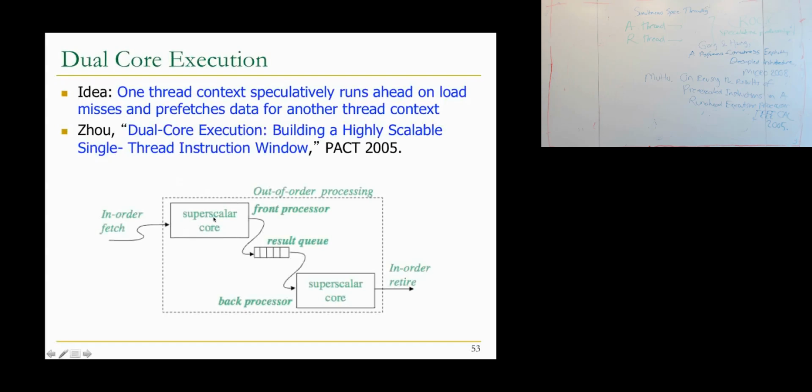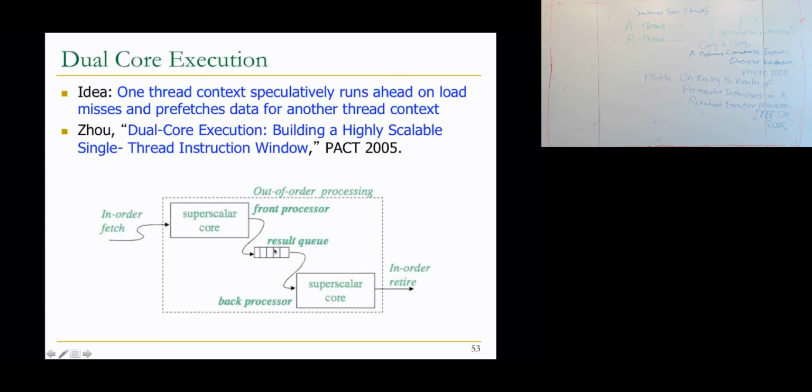You have an in-order fetch. Basically, this front processor is like a normal processor. It doesn't skip instructions, but what it does is it does run-ahead execution on long latency cache misses, and all of its results are put into this result queue. If run-ahead execution is done, instructions that are dependent on L2 cache misses are not executed, and they're just placed into the result queue to be executed by this back processor.